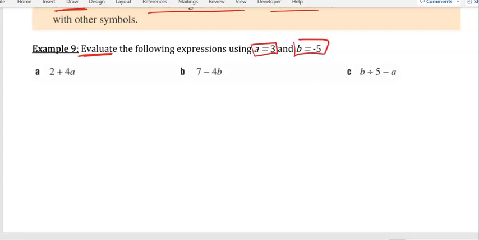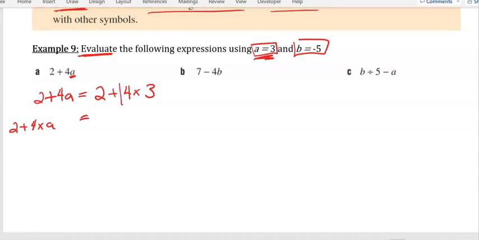So for the first example over here, we have 2 plus 4a. Remembering, and you don't have to write this out, but it is the same as 2 plus 4 times a. So that is, we'll keep the 2, we'll keep the 4, and we'll multiply that by a. What's a? Times 3, because a is equal to 3. I'm substituting a. It's no longer a variable. We now have a number in there, a constant.